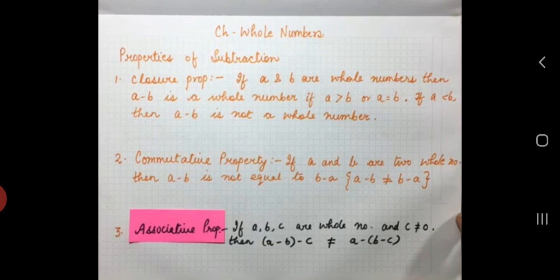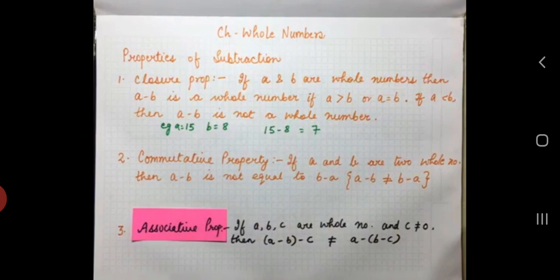It says if a and b are whole numbers, then a minus b is a whole number if a is greater than b or a equals b. But if a is less than b, then a minus b is not a whole number. Let us take some examples.